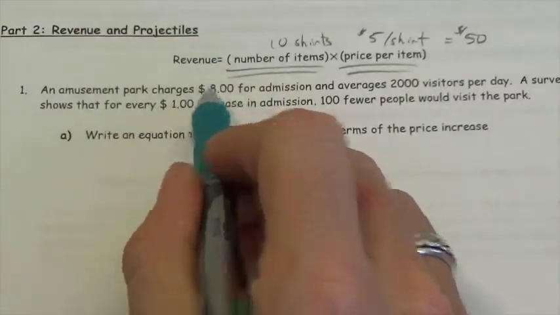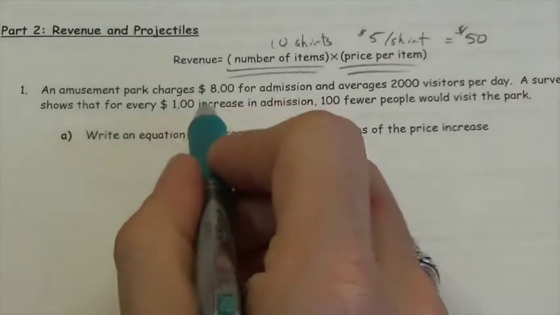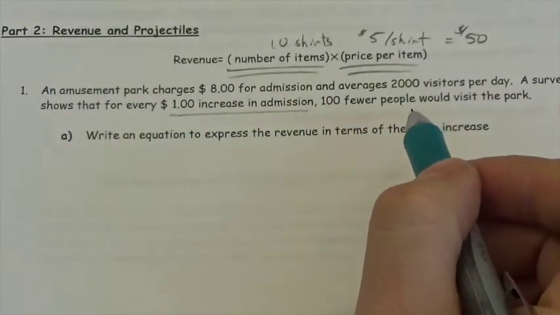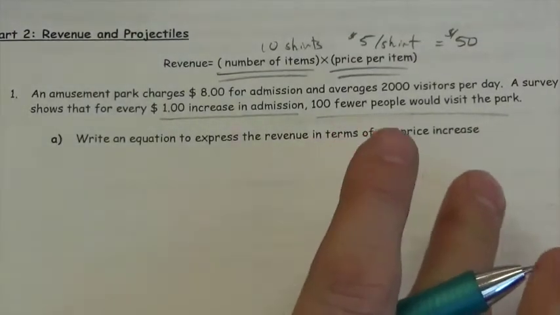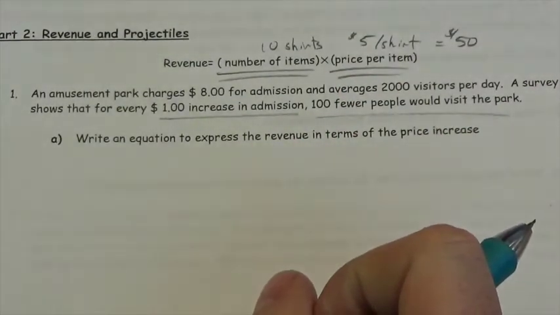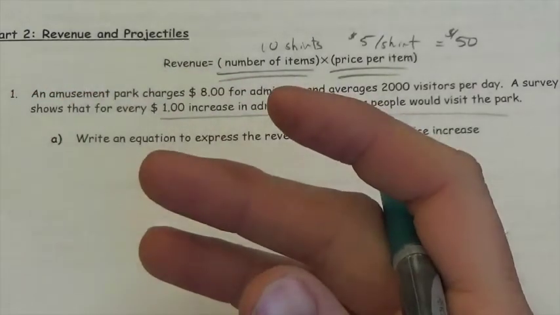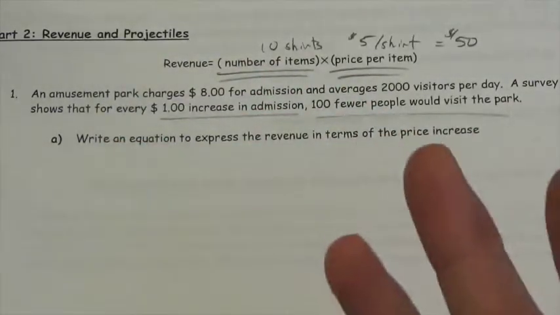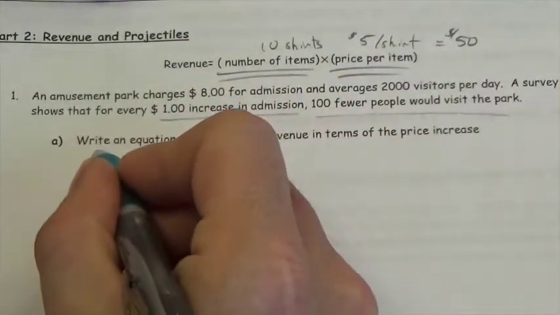So an amusement park charges $8 for admission and averages 2,000 visitors per day. A survey shows that for every $1 increase in admission, 100 fewer people would visit the ride. So we're going to write an expression here for how much money the park takes in a day. Now, this is one of those questions where it's almost more difficult to let x be a specific variable first. You almost got to sort of write the equation until you run into the need for a variable. And by the way, you will right away, and I'll show you in a second here.